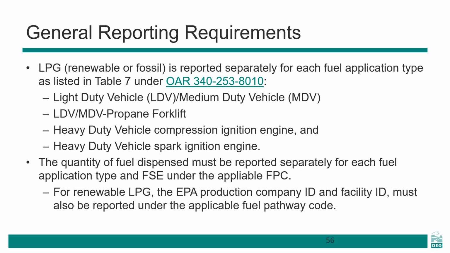For renewable propane, generally it's the same as for fossil in terms of selecting the correct fuel application type, being light duty vehicles, medium duty vehicles, propane, or so on. The quantity of fuel must be accurately reported, and with renewable propane, it will generally be a Tier 1 or Tier 2 approved fuel pathway code from a specific fuel producer. So the reporting entity must select the correct fuel pathway code, along with adding in the production company ID and facility ID for those renewable propane gallons, just as you would for a liquid fuel that's from a biological source.